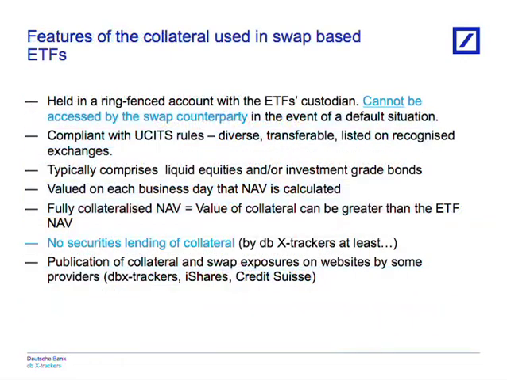Now, the features of the collateral used within a swap-based ETF are strictly controlled by UCITS in terms of the actual quality and the transferability. It's important to understand that, as I said earlier, they cannot be accessed by the swap counterparty in the event of a default situation. Typically for equity ETFs the collateral is blue chip equities, and investment grade bonds for our fixed interest range of ETFs.